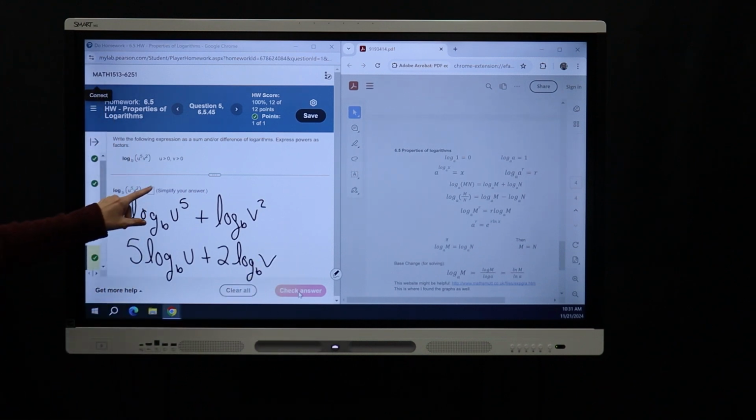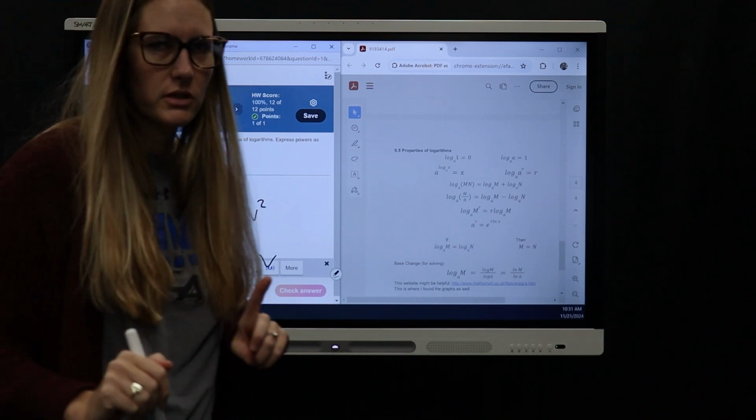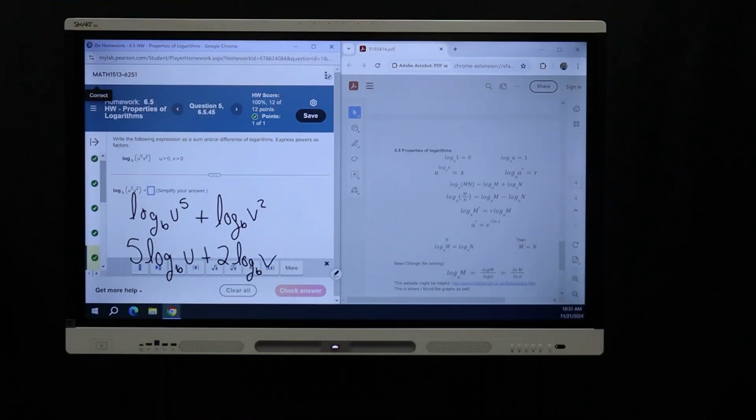I think there's a problem like this that's on the final. There used to be. So you might star this one and check, or just be sure you understand it in case it does show up. I forgot my 2. 2 log base b v.